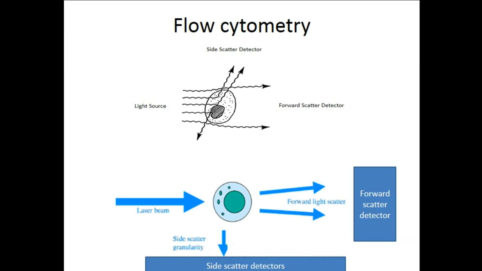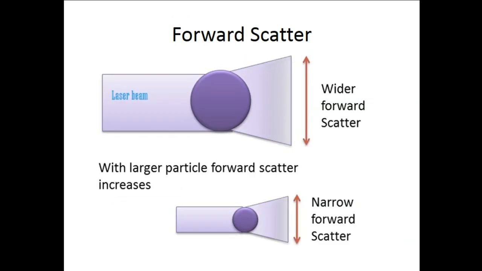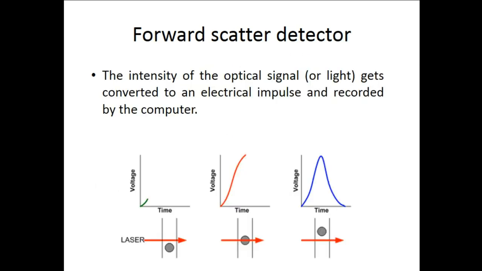And at the end of this process, you have a forward scatter detector and a side scatter detector. And this slide basically gives you an indication of how forward scatter works. So if a large cell goes through the laser, you get a wide forward scatter, whereas if a small cell goes through, you get a narrow forward scatter. Now, starting with the forward scatter detector, this is basically what happens.